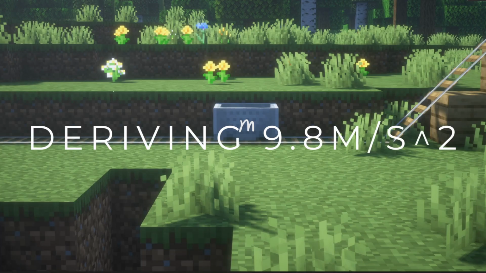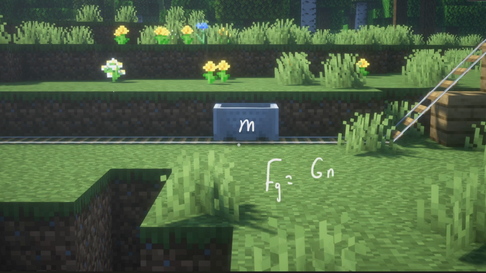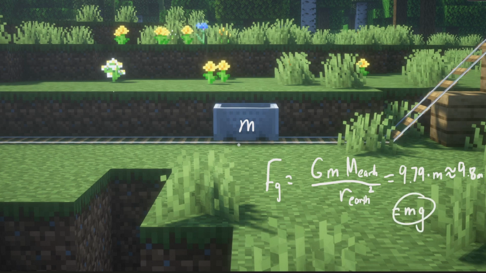So we can derive 9.8 in this way. Say that we have a mass m while we're on the surface of the Earth. And that means the force would equal the gravitational constant times the mass of the Earth divided by the radius of the Earth squared, and that all times the m that we are. That actually results in mass times 9.8, or mg. So if you're on the surface of the Earth and you're not too massive, this mg will always hold true, and you can use that instead.